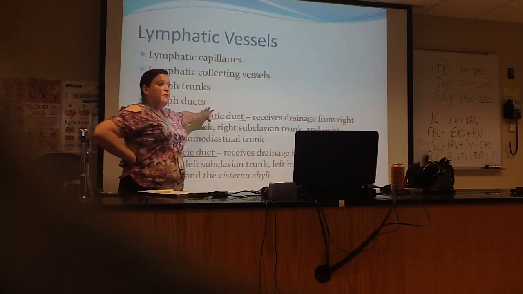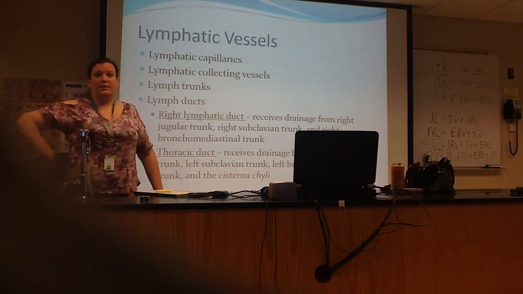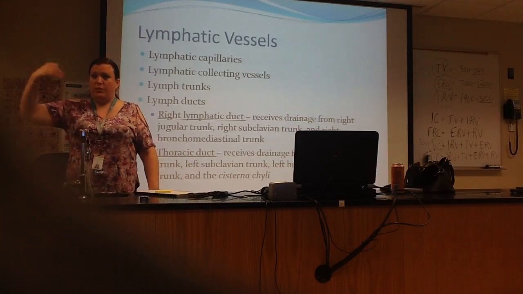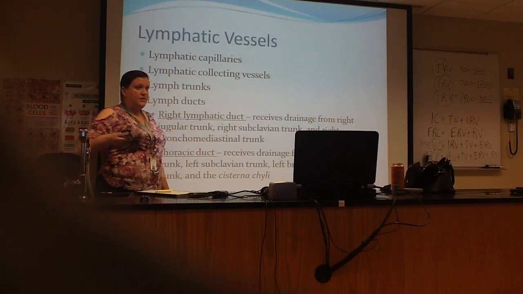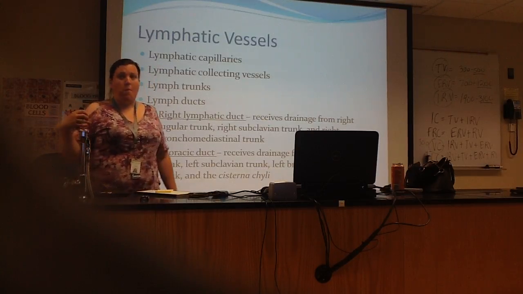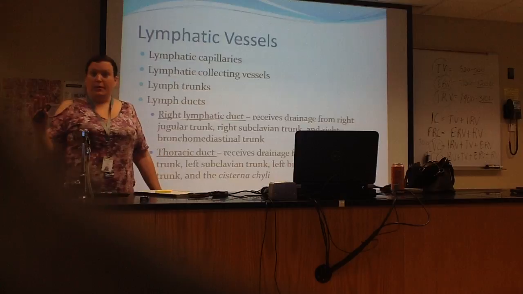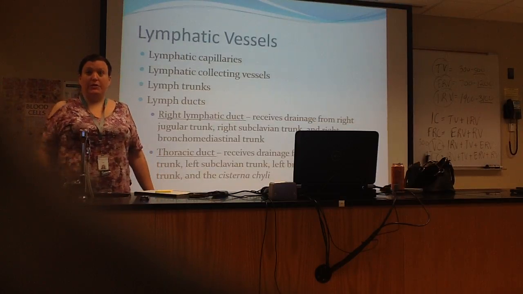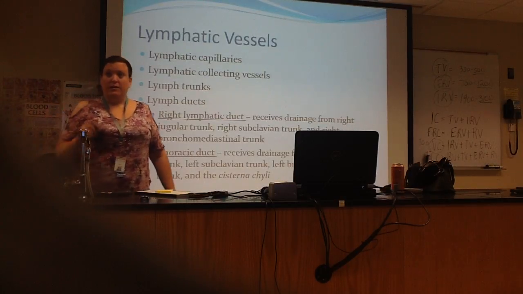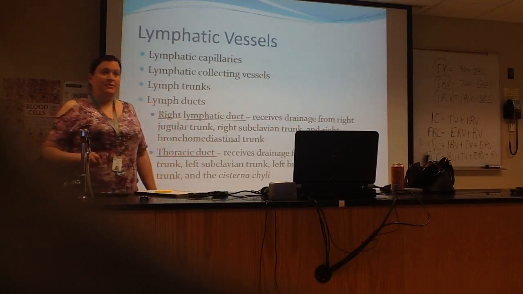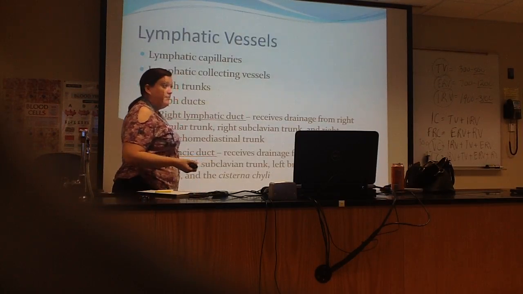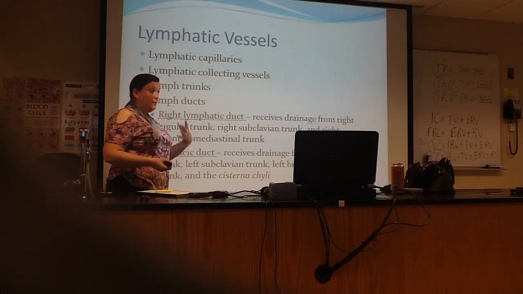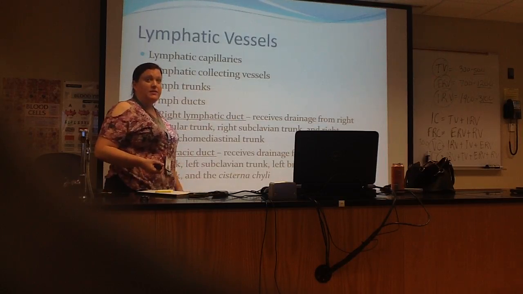Now remember, the lymph that goes into the right lymphatic duct is from the upper right 1/4 of the body. Right side of the head, right side of the chest, right arm. Any lymph from the lower body is only going to go into the thoracic duct. Also, the lymph from the upper left side of the body goes into the thoracic duct. So 3/4 of the body's lymph goes through the thoracic duct.